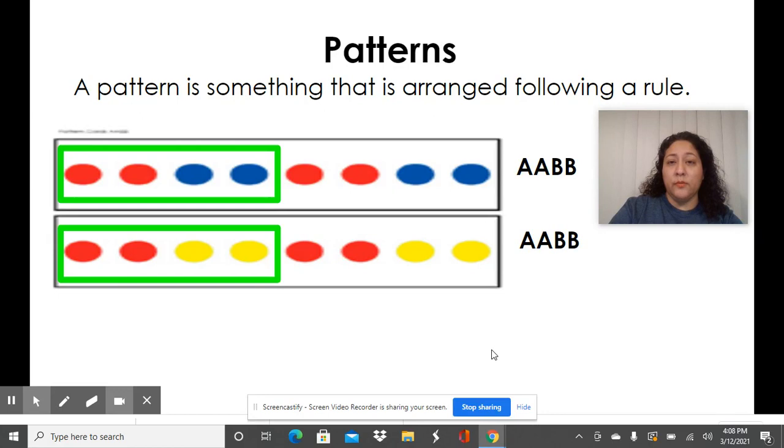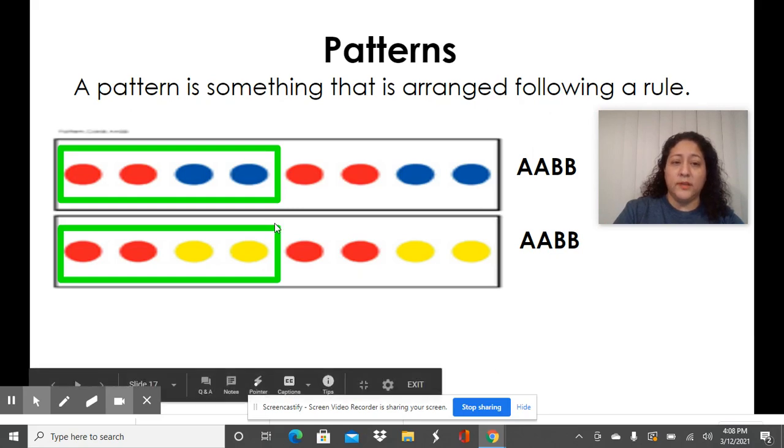Today, we were going to be reviewing patterns. Remember, a pattern is something that is arranged following a rule. So first, you have a rule or a little clue that tells you in what order the rest of the pattern is going to go. Today, the pattern that we're going to be looking at is the AABB pattern. And here we have two examples of the AABB pattern.